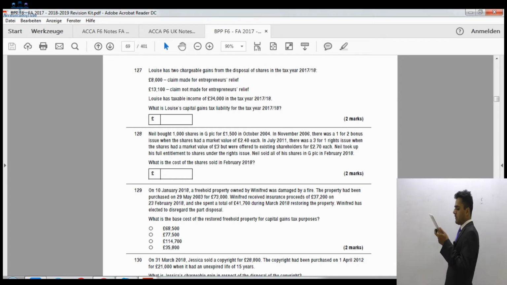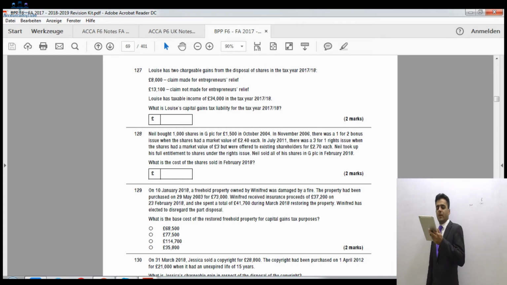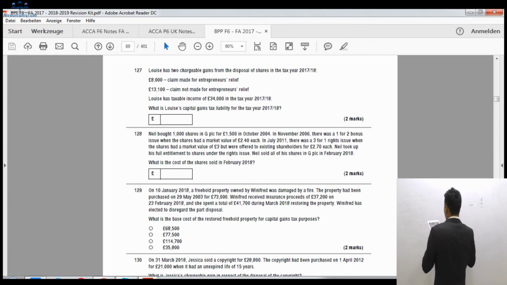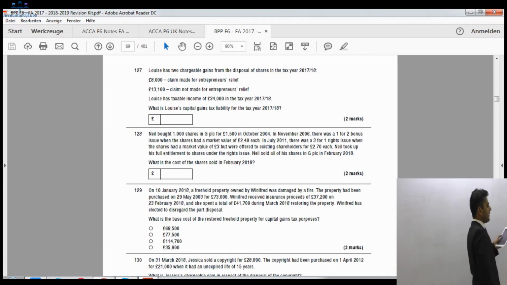After that, in November 2006, there was a 1-for-2 bonus issue when the shares had a market value of £2.40 each. Now the market value was given, but these were bonus issues, so we won't write down a value for them. However, we will write down the number of shares. It is 1 for every 2 you already hold, so with 1,000 shares it's going to be 500 more shares, without any cost.